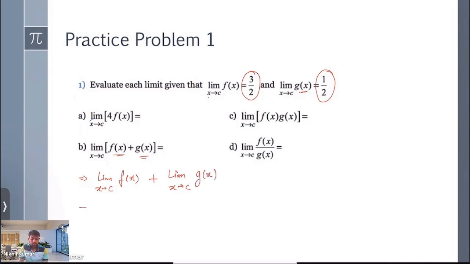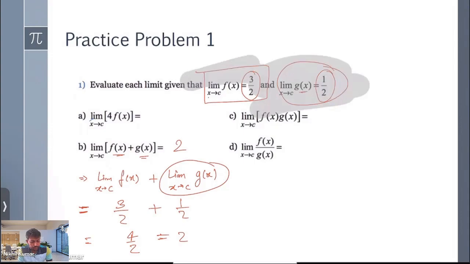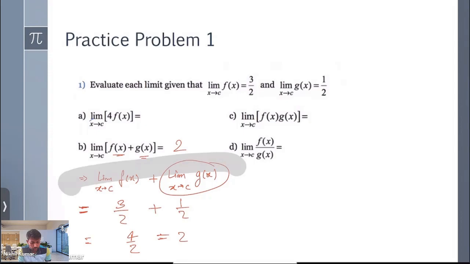Okay, this is an important step, and this is equal to, now you can substitute this. Okay, we know that limit of f of x is 3 by 2. You write 3 by 2 here. G of x is 1 by 2. This thing is 1 by 2. Okay, so 3 by 2 plus 1 by 2, 4 by 2 equal to 2. So this is the limit of this function. I'm going to clean the slate. I'm just going to keep the answer and clean out everything else.